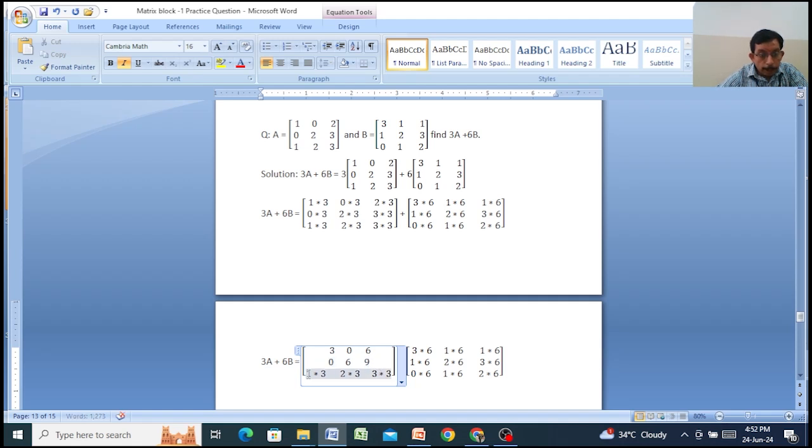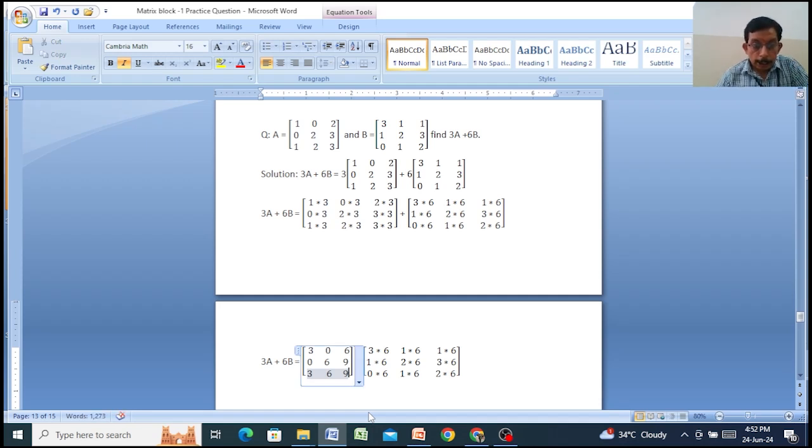1 multiplied by 3, the result is 3. Write down in the same position. 2 multiplied by 3, the result is 6. Write down in the same position. 3 multiplied by 3, the result is 9. Write down in the same position.